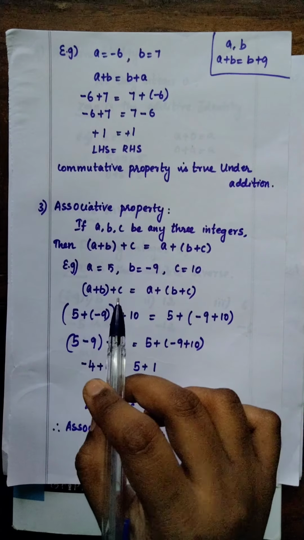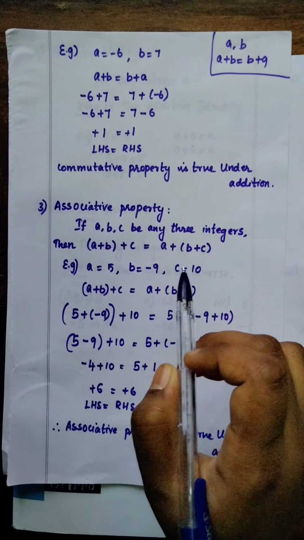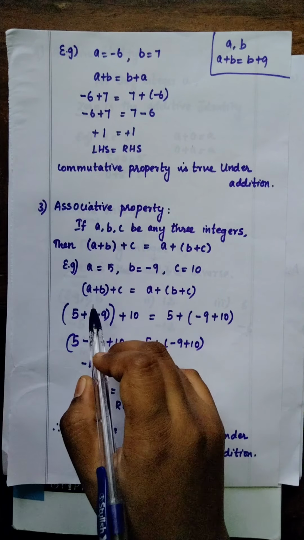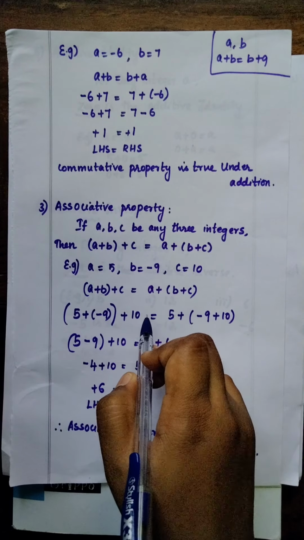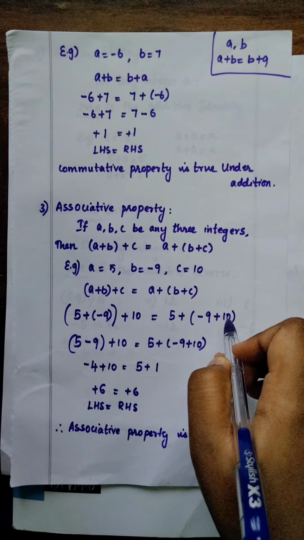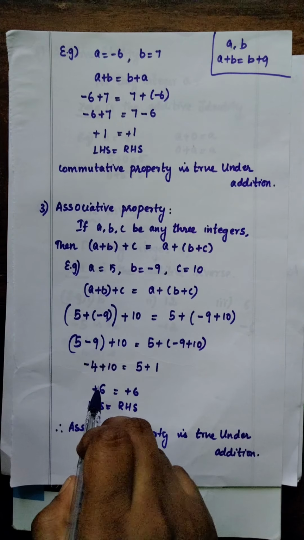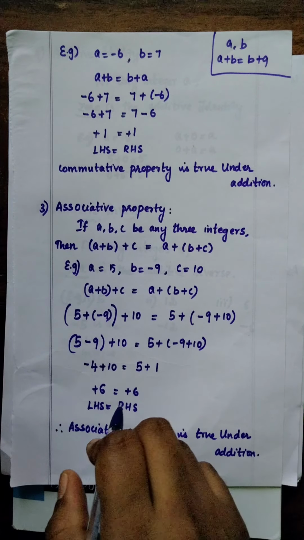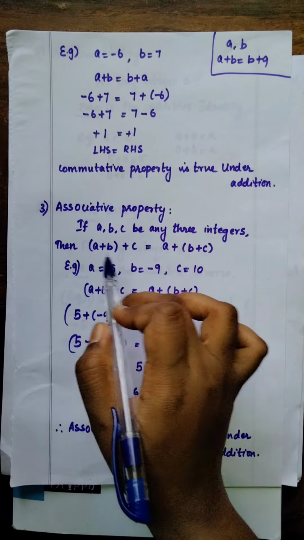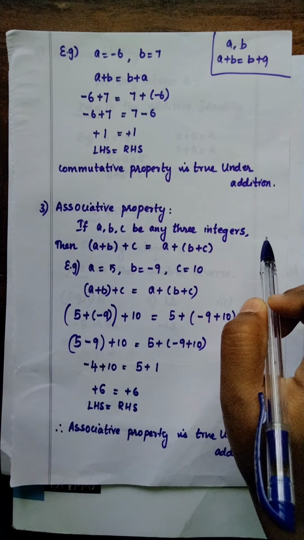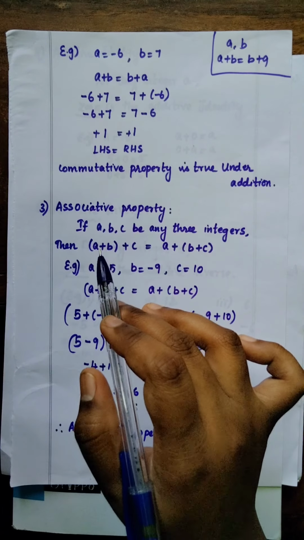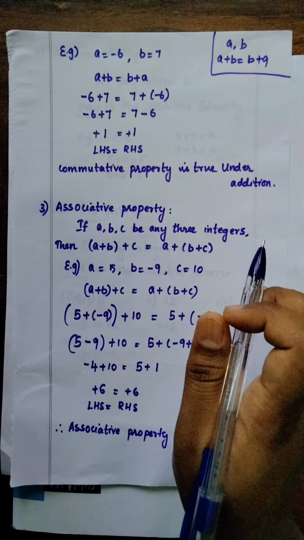Then substitute the value for a as 5, the value for b as minus 9, and the value for c as 10. Substitute all the values in the equation. That is (5 + (-9)) + 10 is equal to 5 + ((-9) + 10). When you simplify, you will get the answer 6 and 6. So 6 is equal to 6. We are getting the same answer, so the associative property is true under addition. The main thing is this condition: (a + b) + c is equal to a + (b + c), if a, b, c are any three integers. Understand?